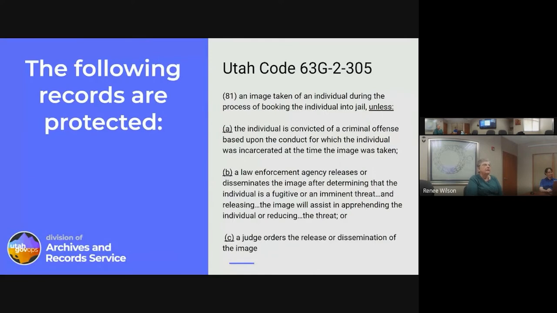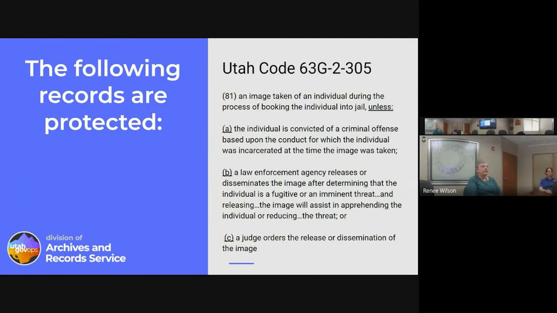The next category of protected records that was changed this year is 30581. Now, this particular protected record was added just last year. So an image taken of an individual during the process of booking the individual into jail. So that's not just the formal jail booking photo, but any image taken of an individual during the booking process.